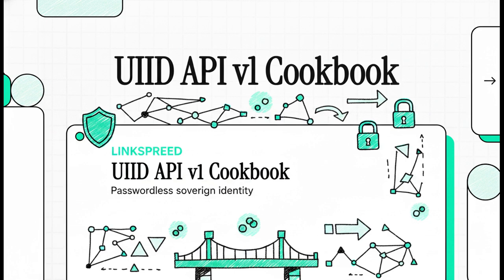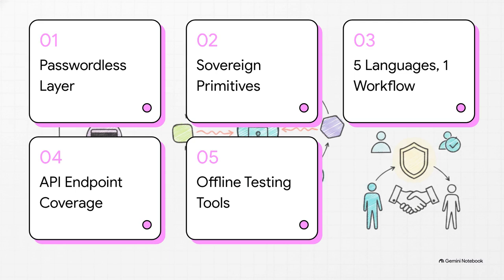We're going to take a deep look at the Linkspreed UIID API V1 Cookbook, which just dropped a major update that transforms it from a concept into a production-ready, hands-on integration toolkit. Okay, let's dive into this.